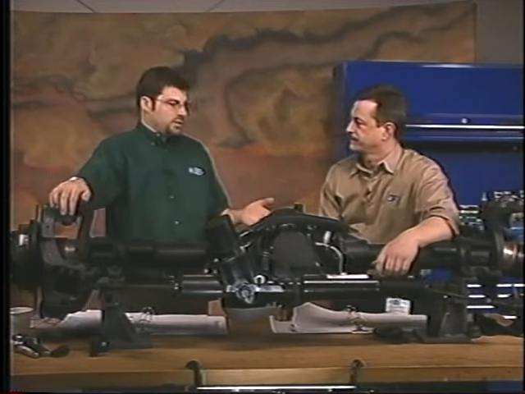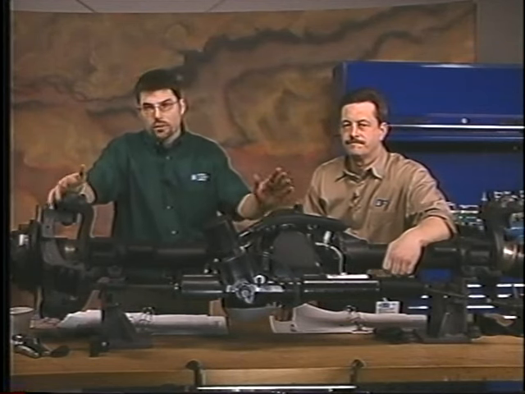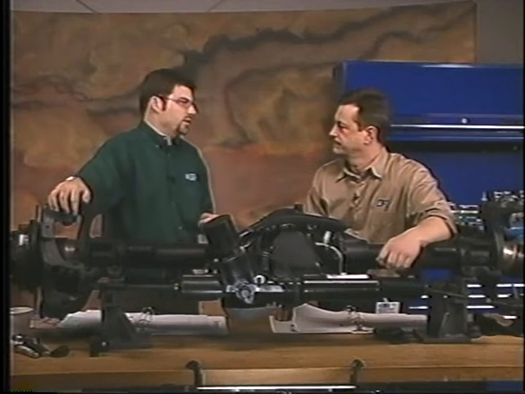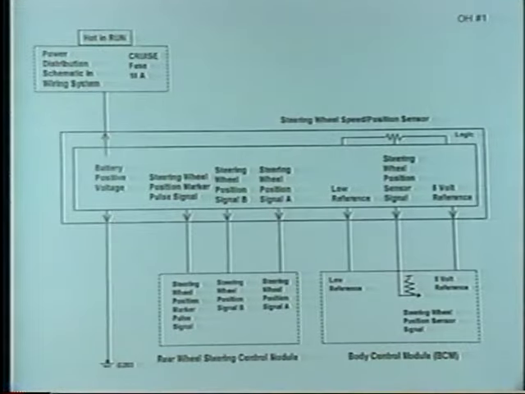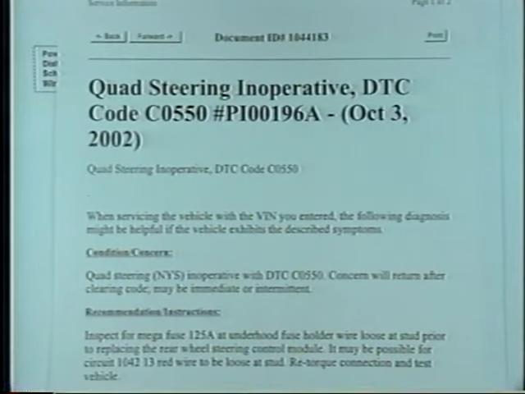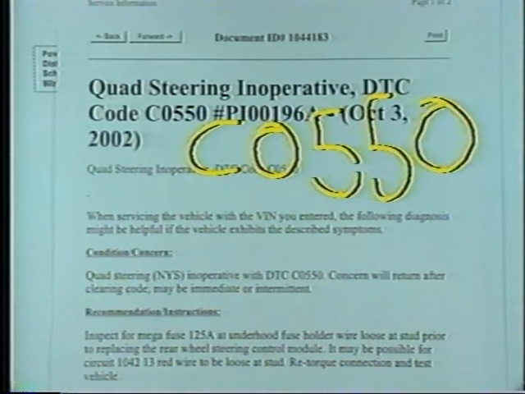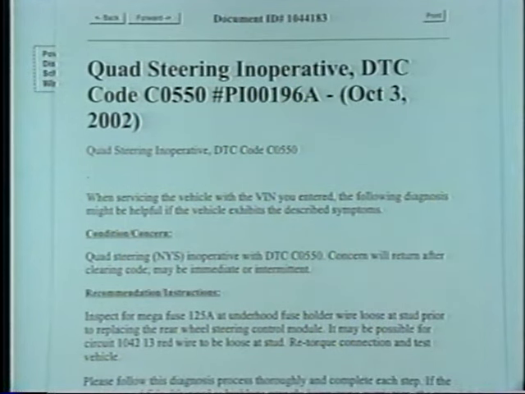And while we're talking about the steering wheel position sensor, there are a few PIs and bulletins that we want to share with you. These are all related to Quadrasteer, and a couple of them are specific to the steering wheel position sensor. So let's take a look at those here. Our first one is PI 00196. The concern you may encounter is a C0550. 550 is an internal module fault, but before you just automatically start pulling a new box, this tells us there is a fuse they want inspected.